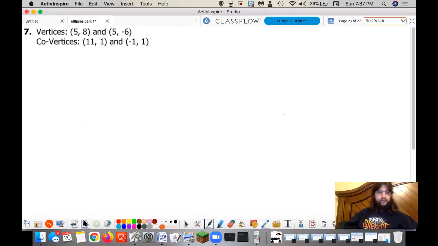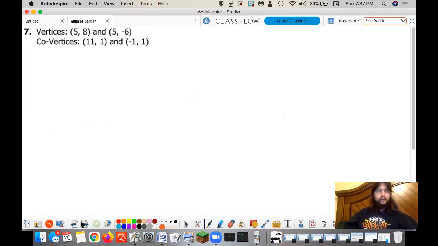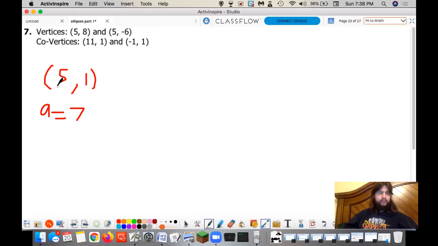A couple more examples. What we got? Oh well, guess I'll do them. They're easy enough. So again, what stayed the same here? The x values did. That means this is going to be a vertical ellipse. The y value stayed the same here. A, to go from 1 to 8, I went 7 units. To go from 5 to 11, I went 6 units.